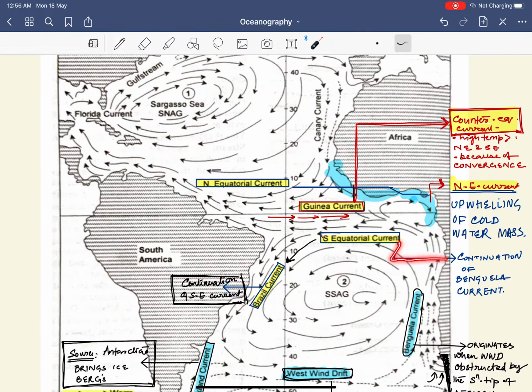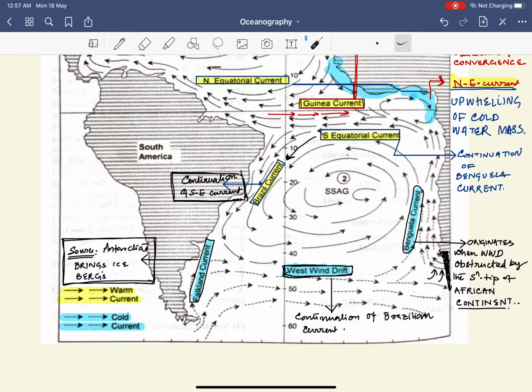Similarly, we have the South Equatorial current, which is nothing but the continuation of the Benguela current. And within this, you can see a unique current, the counter equatorial current. How is this counter equatorial current formed? Whenever the equatorial current clashes or collides with the coast, there is a current that moves in the opposite direction, and this is your counter equatorial current.